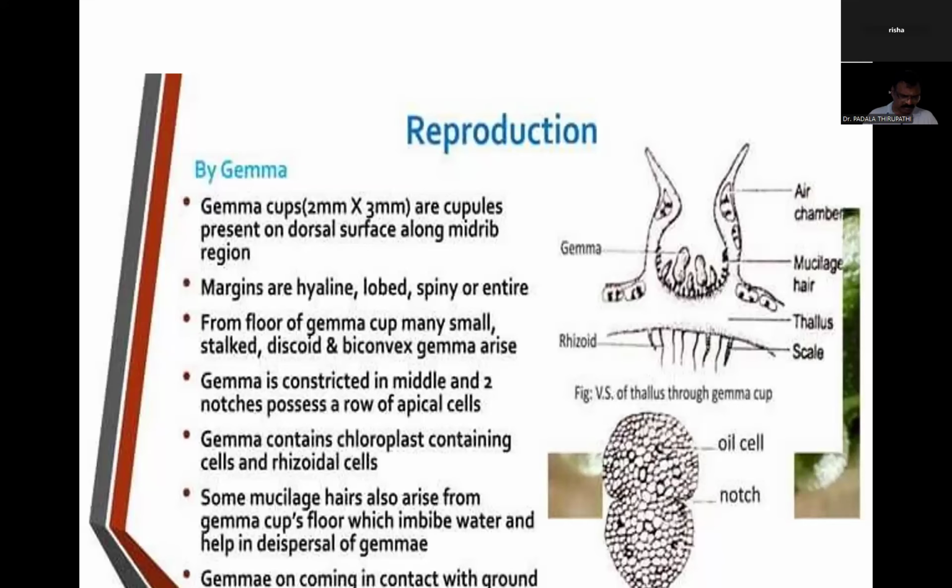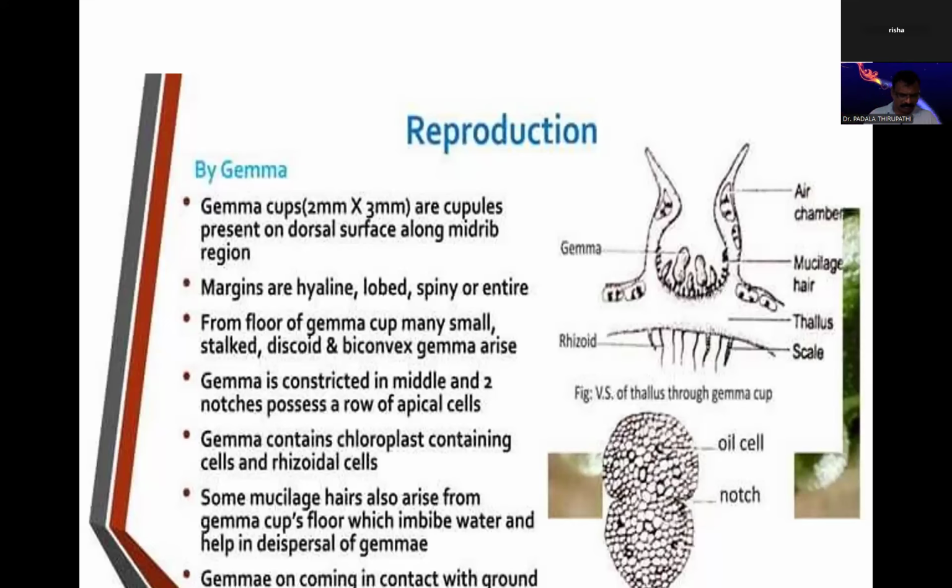In between the gemmae, mucilage hair-like structures are present. Some mucilage hairs also arise from the gemma cup floor, which imbibe water and help in dispersal of gemmae. Whenever water is available during the rainy season, the gemma cup is filled with water, and these mucilaginous hairs absorb the water and retain it. So when the mature gemmae are dispersed from the gemma cup, this water helps in dispersal.